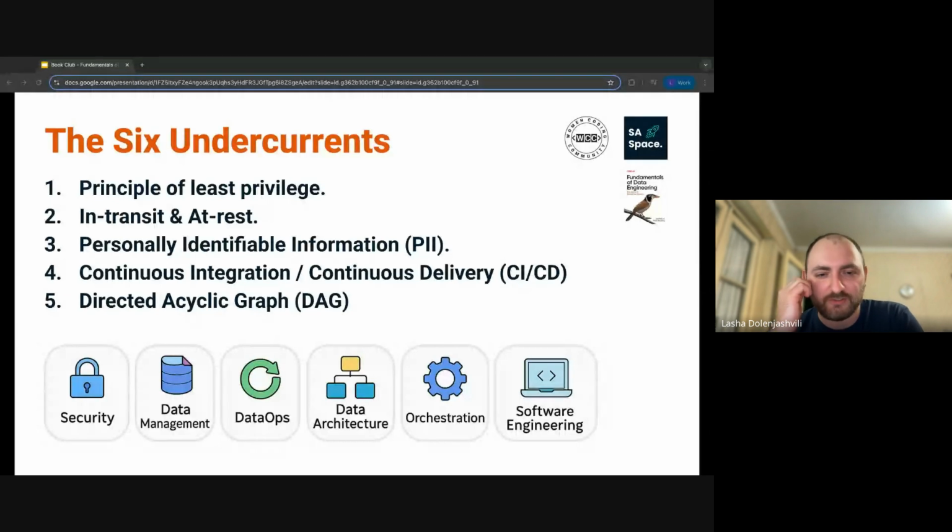Then we have data architecture, but let me speak about it in my next slide.